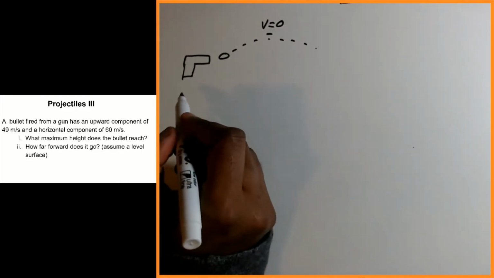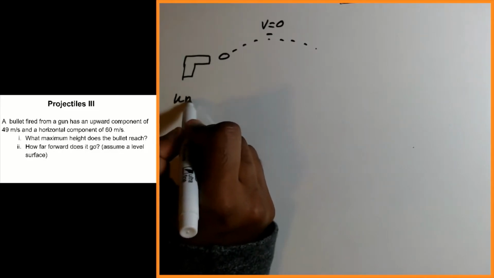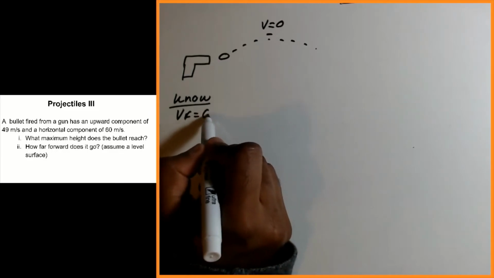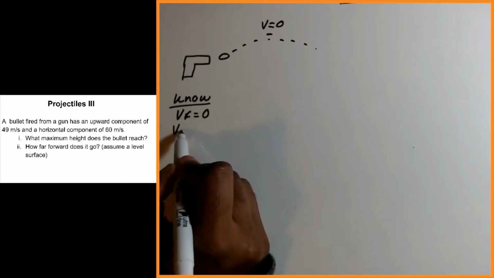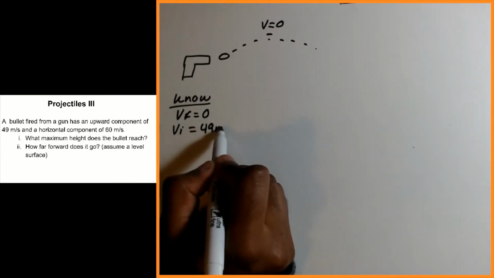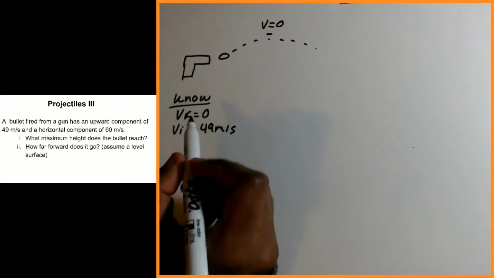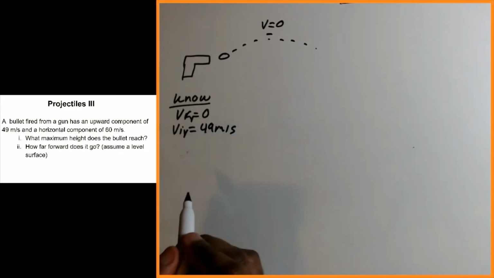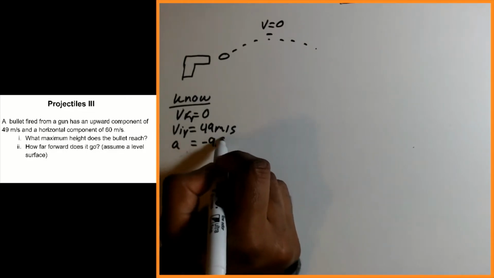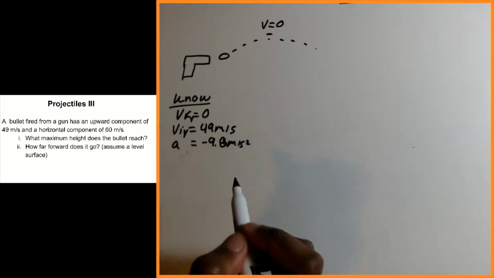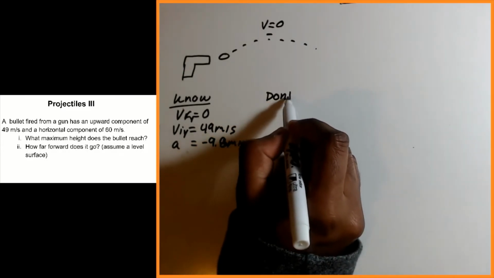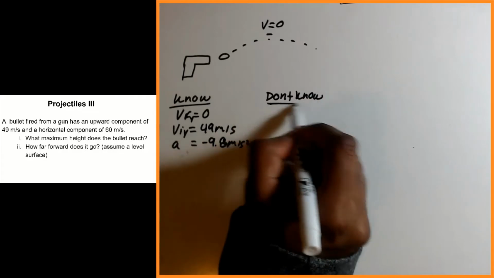So let's go ahead and list out what we do know. We know that the final velocity, we want it to be equal to 0. The initial velocity is given, which is 49 meters per second. So remember, we want the y component. And we know acceleration, of course, is equal to negative 9.8 meters per second squared. And what we're trying to find is the distance.